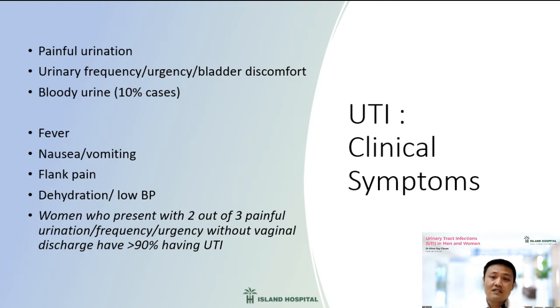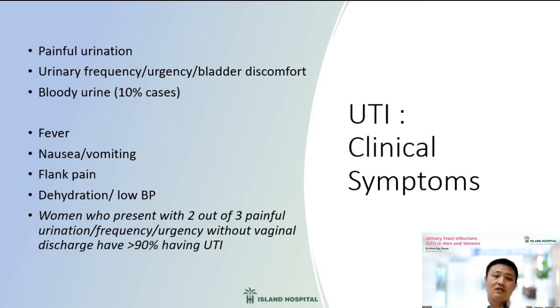But sometimes some people end up with more serious symptoms, such as fever, nausea, vomiting, or even loin pain or flank pain. If someone presents with this kind of symptoms, we need to suspect that they might have a more severe, more complicated type of urinary infection, and the infection has involved the ureters or the kidneys. In severe cases, sometimes the patient can be very ill. They might be very dehydrated and the blood pressure may be very low.